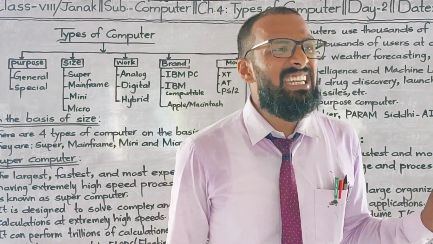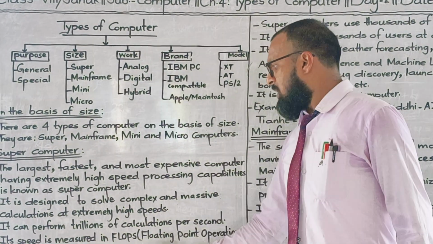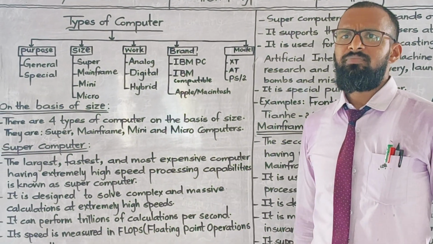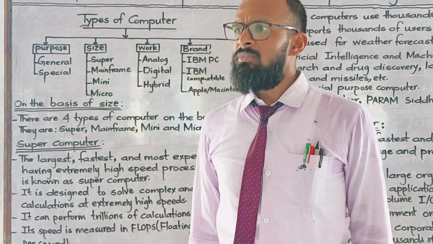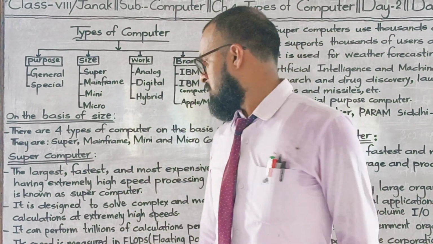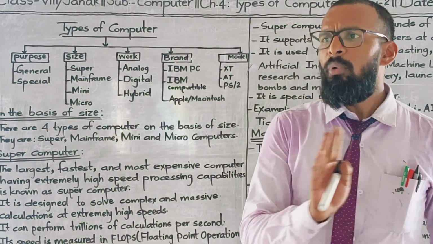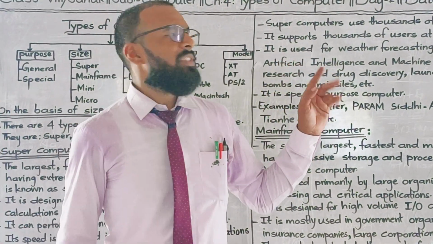Remember, the speed of supercomputer is measured in FLOPS, floating point operations per second. Speed is very high. If you ask me, then trillions of calculations per second. Any confusion? Any confusion? Now next.